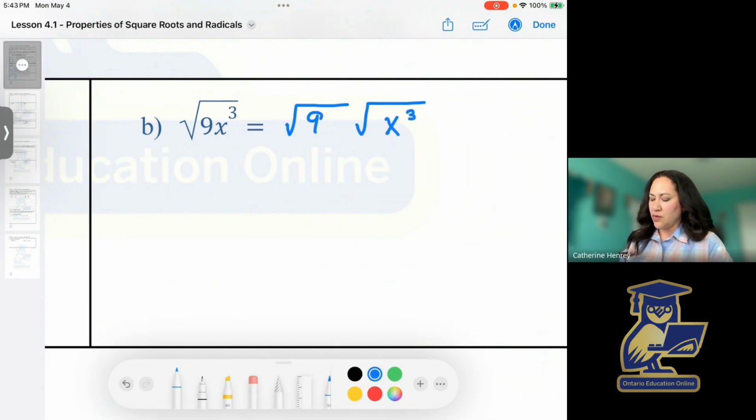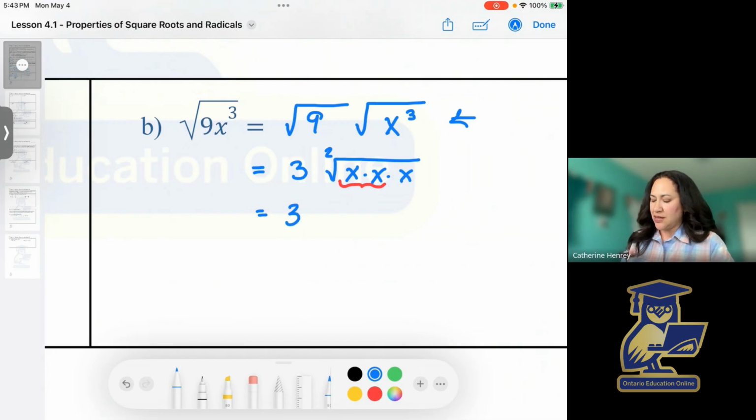Well, we know the square root of 9 is 3, but how do we deal with this square root of x cubed? Well, remember, x cubed is the same thing as x times x times x. And if I want to take the square root, remember this index is 2, what we do is we take one x out for each pair of x's that I find. So in this case, we have 3 x's under the radical sign, but we only have one pair.